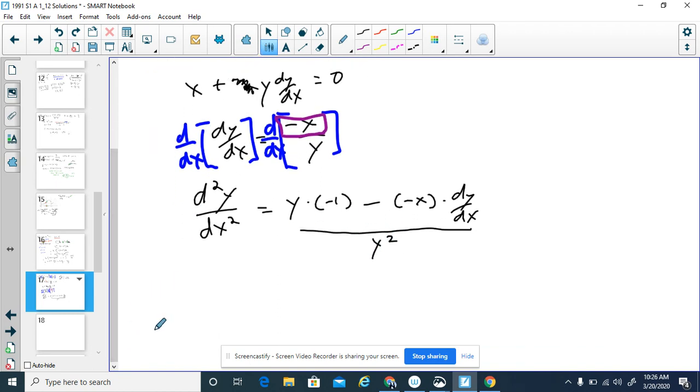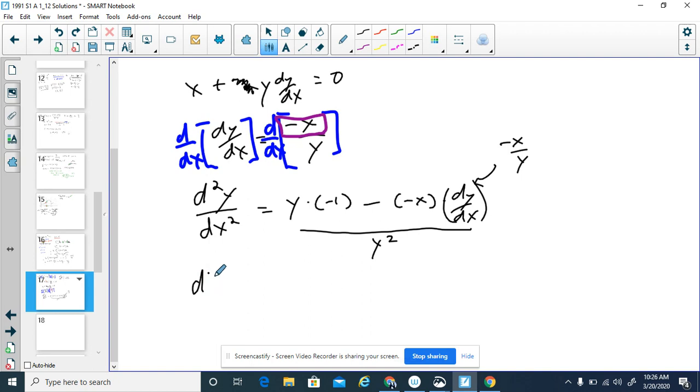And you're like, well, this is pretty ugly. You have a second derivative in terms of a first derivative. If only we knew what you were, that'd be great because we could just throw you in. And you're like, oh, but we do. dy/dx is just negative x over y. So that can get substituted in right there.